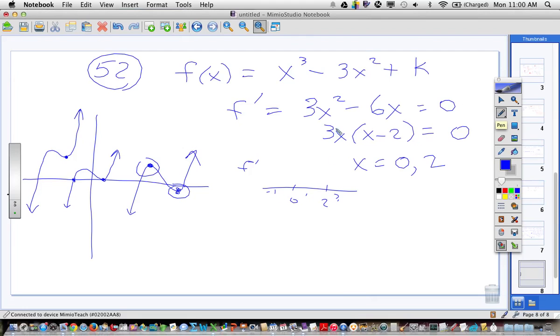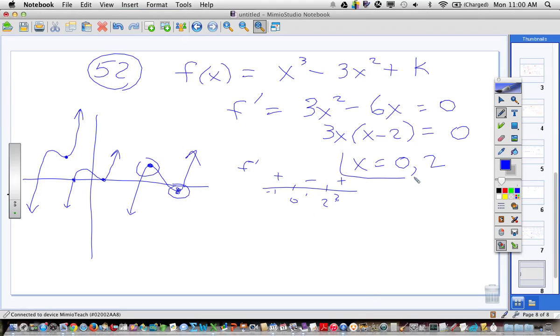I'd plug them into here. If I put a -1 in there, that's negative. Put a 1 in there, that's positive. Put a 1 in there, that's negative. Put a 3 in there, that's positive. So this graph goes up, then down, then up. But I knew that already, right? So local max at 0, local min at 2. So whatever. But there it is.